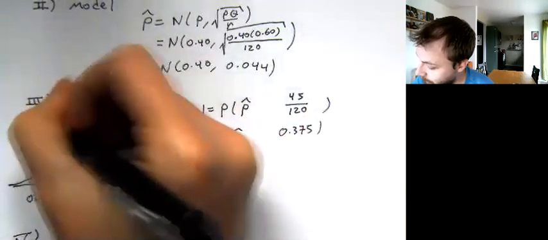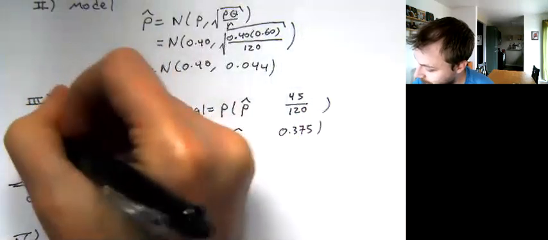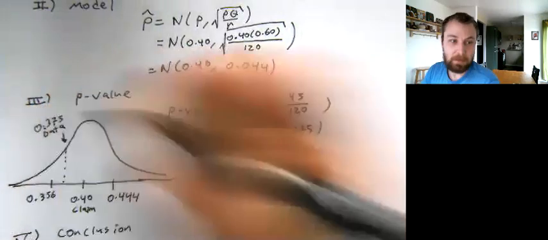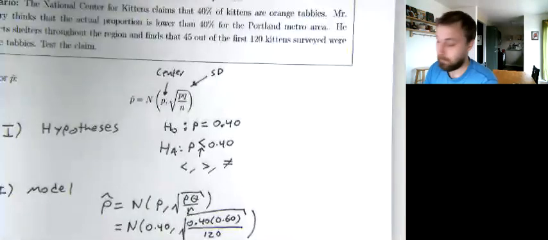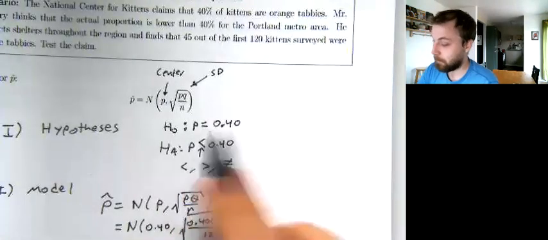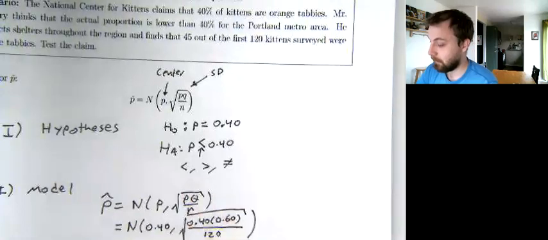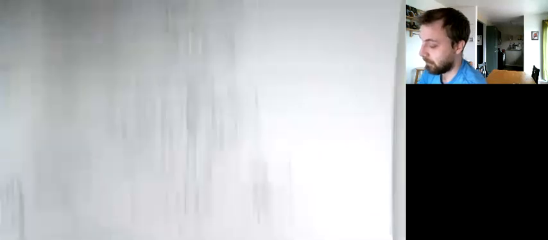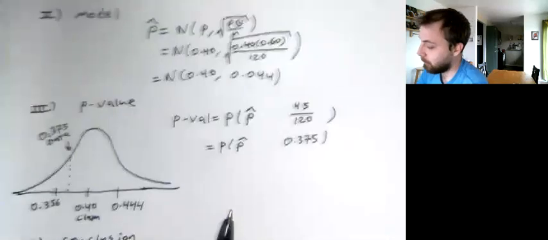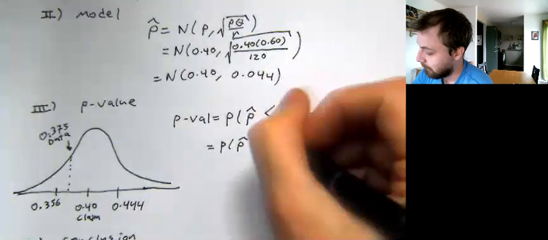Now I need to know if I'm shading this to the left or to the right, and that's what the null and alternative hypothesis tell me. The null tells me that I'm plugging 40 in for the center. I did that. The alternative says I'm looking at less, so when it comes time to shade this curve, I'm going to be looking at less.